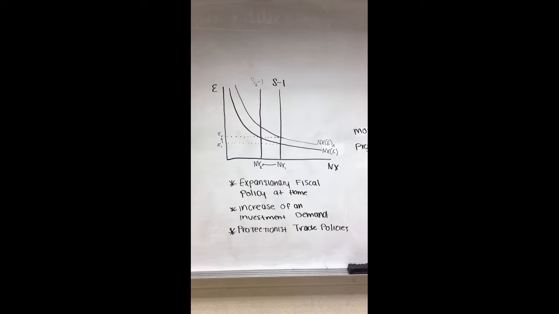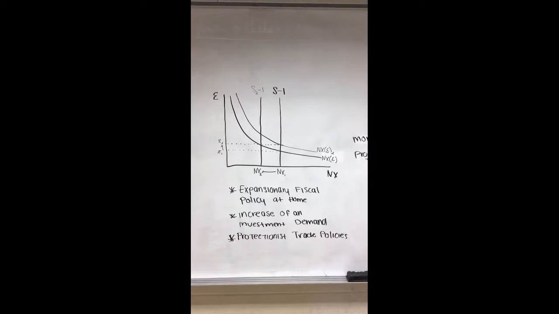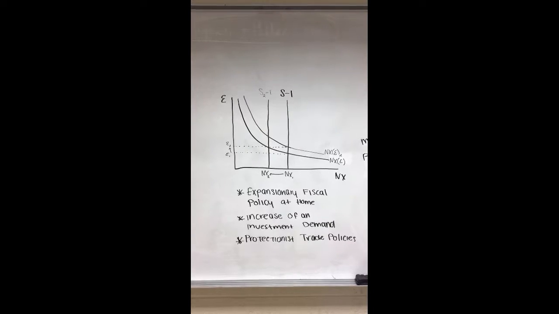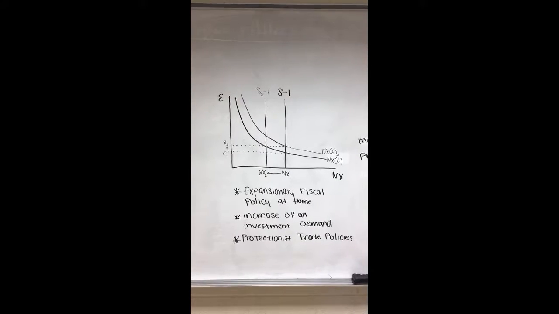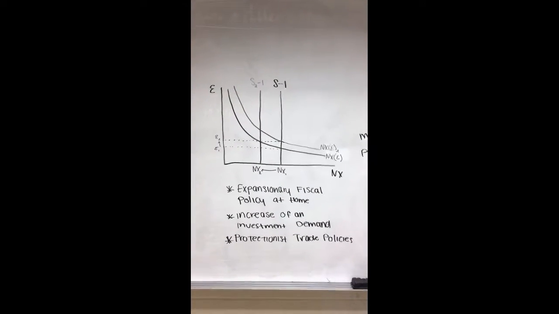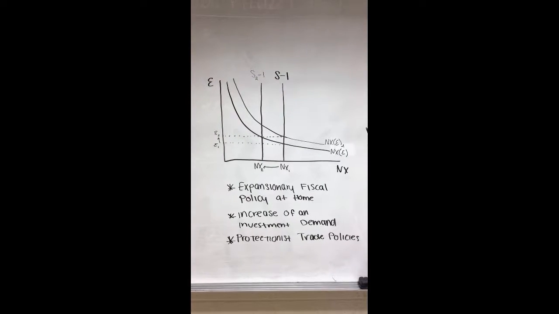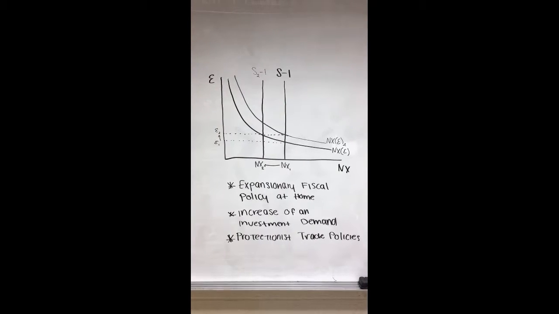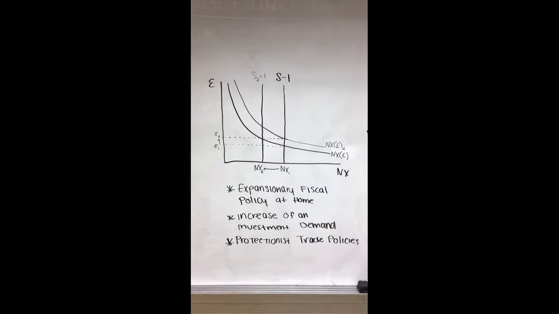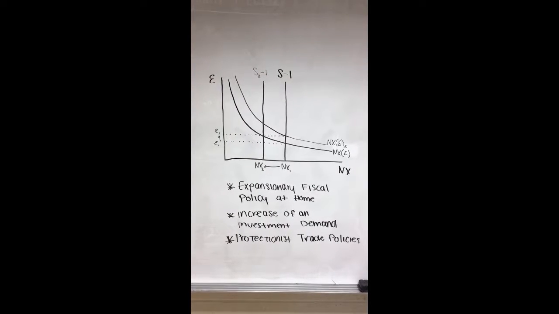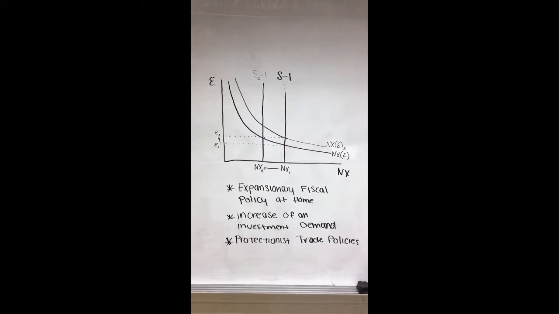In the second part of Chapter 6, we looked at the real exchange rate and how it is determined. The real exchange rate is determined by the intersection of the vertical line representing saving minus investment and the downward-sloping net export schedule. At this intersection, the quantity of dollars supplied for the flow of capital abroad equals the quantity of dollars demanded for the net export of goods and services. On this graph, you can see three effects on the real exchange rate: expansionary fiscal policy at home, an increase in investment demand, and protectionist trade policies.